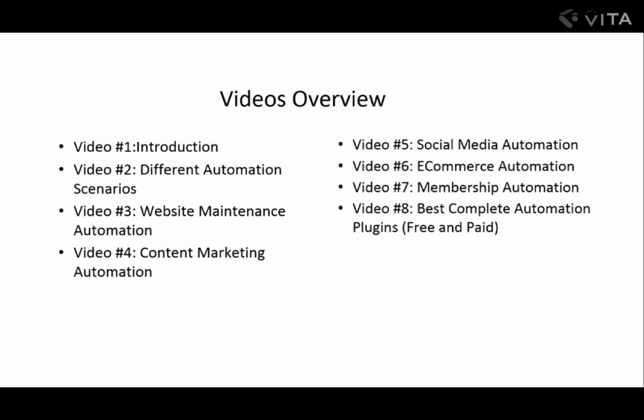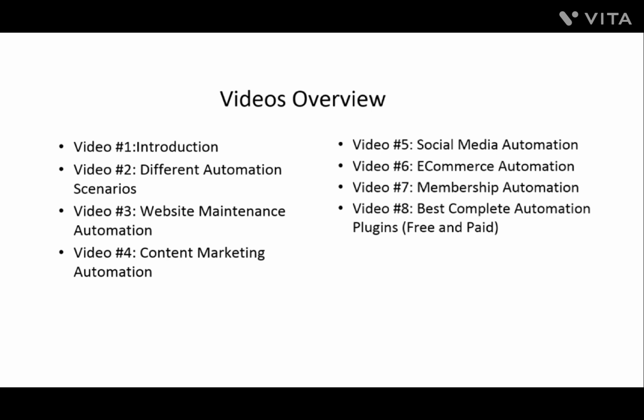Video number 3 will actually go into different types of automation. So we'll focus on website maintenance. Video number 4, we'll talk about content marketing automation. How do you go about scheduling your posts? And of course, taking that to the next level, video number 5, we'll talk about social media automation. In other words, how do you take those posts and pages and content and post them automatically on your social media sites? The truth of the matter is a lot of people have many different social media platforms, and just that alone itself ends up becoming a full-time job.